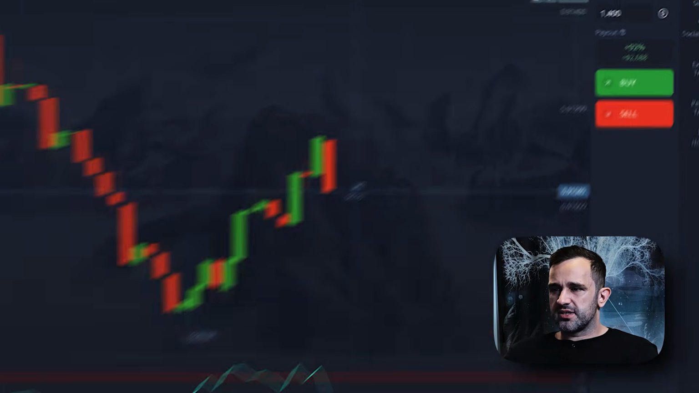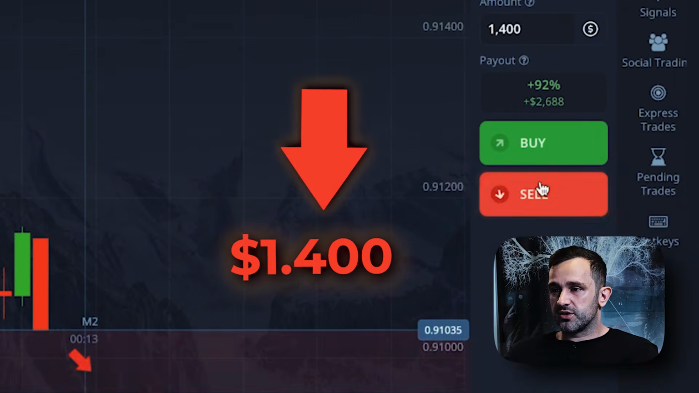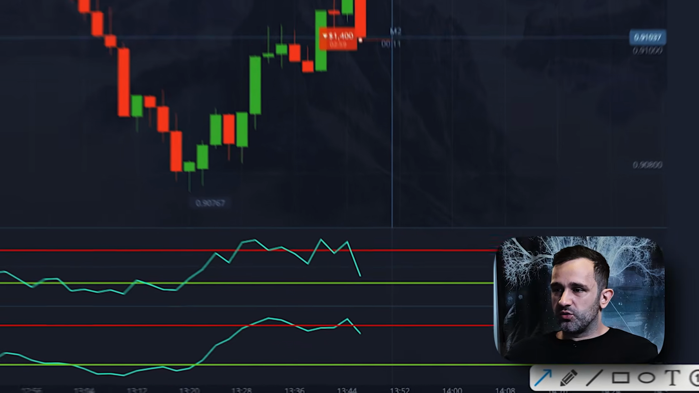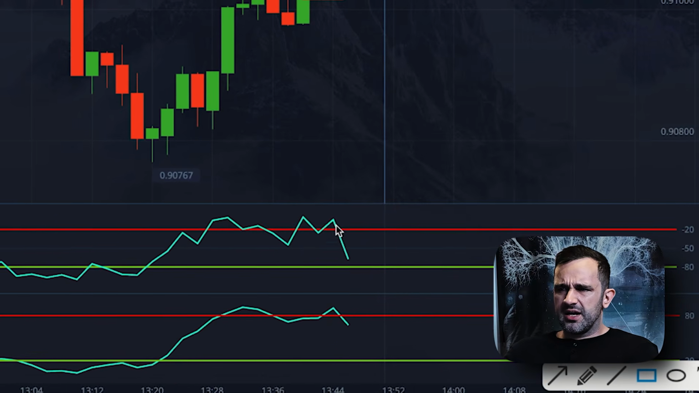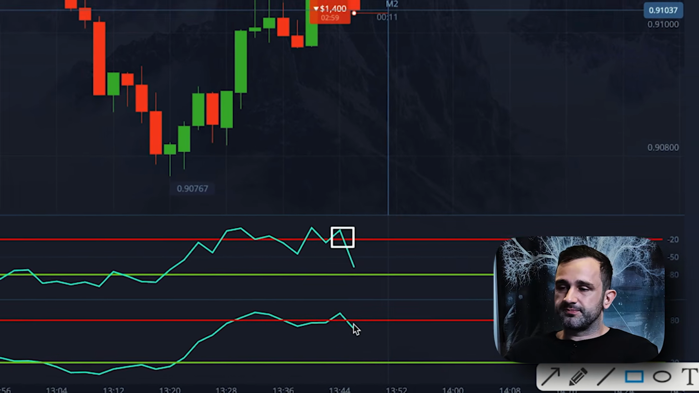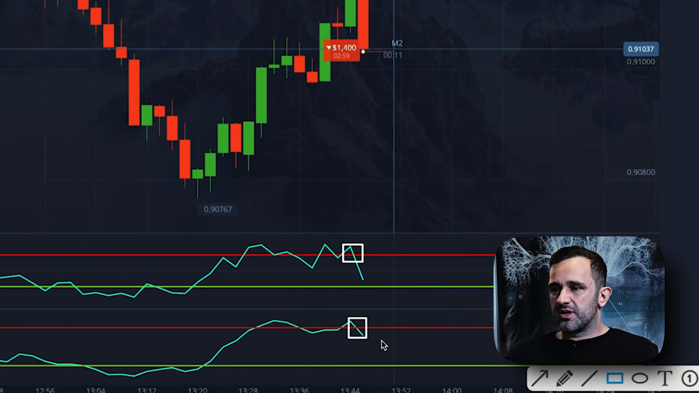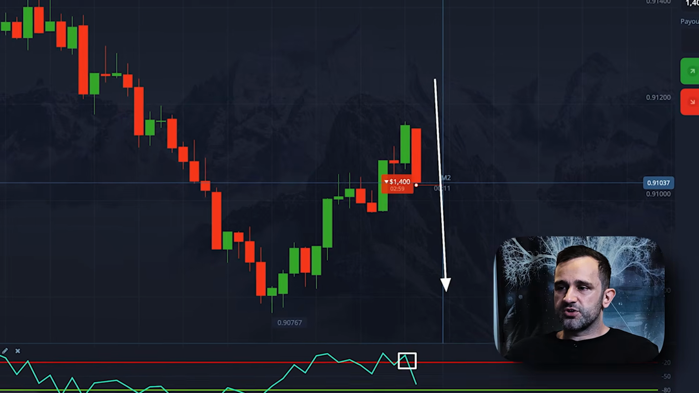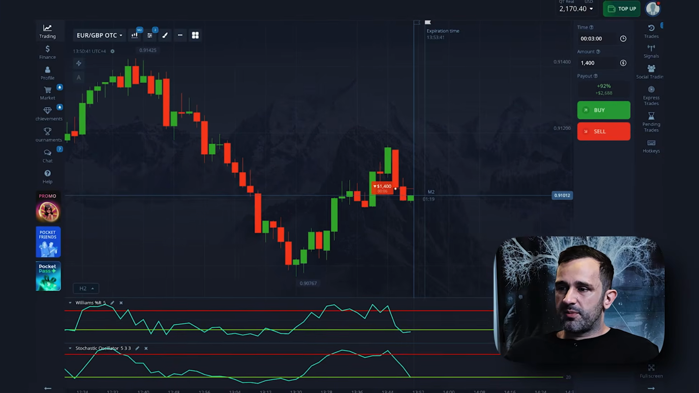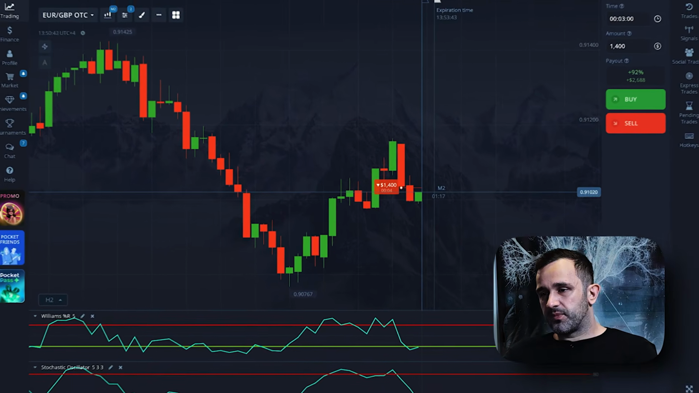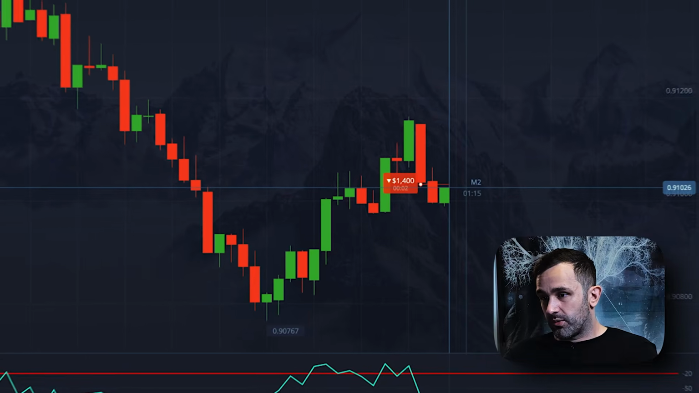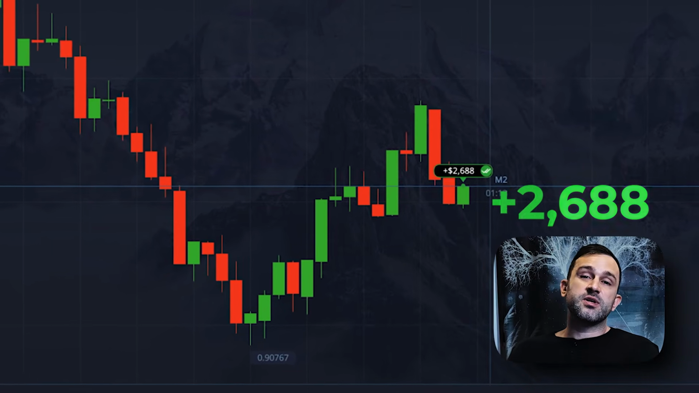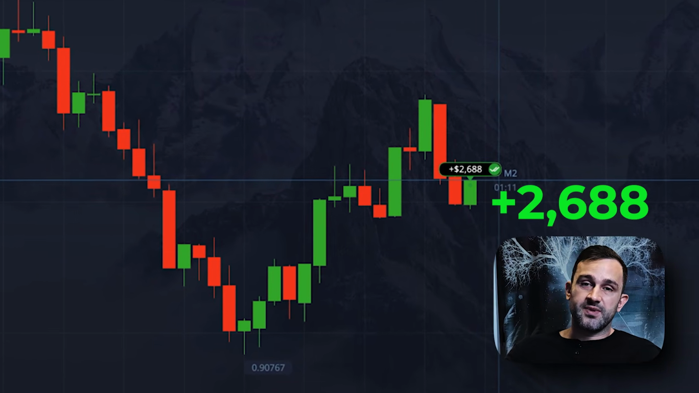A very strong entry setup, downward for $1,400. Williams is near the overbought zone and starts turning downward. Clearly, buyer pressure is dropping sharply. Stochastic is also in the upper zone and begins to decline, confirming that upward momentum is weakening. Now from the candlesticks, it's clear that sellers are starting to push the price down actively. So the probability of a decline increases here, and the downward trade looks promising. Now we wait for the close. And plus $2,688. Excellent trade.